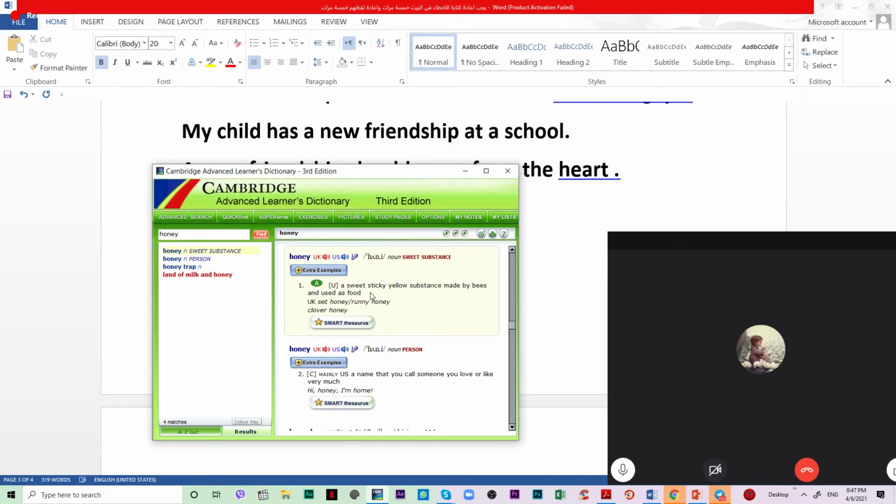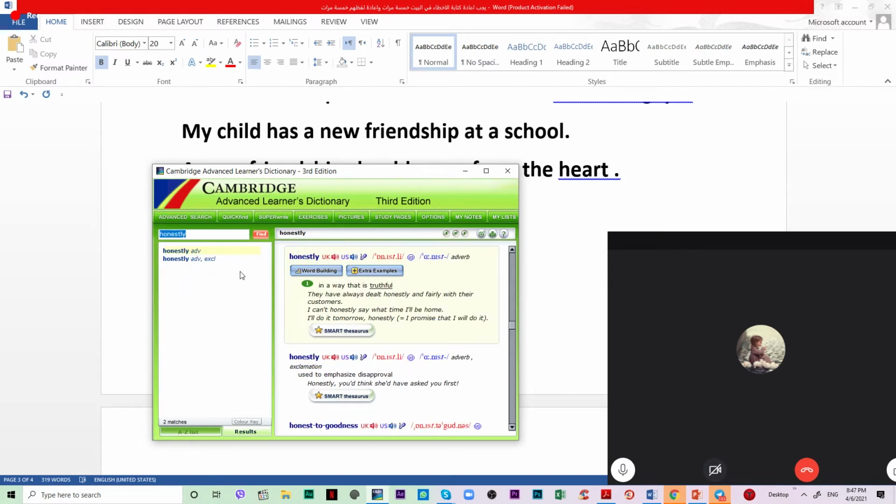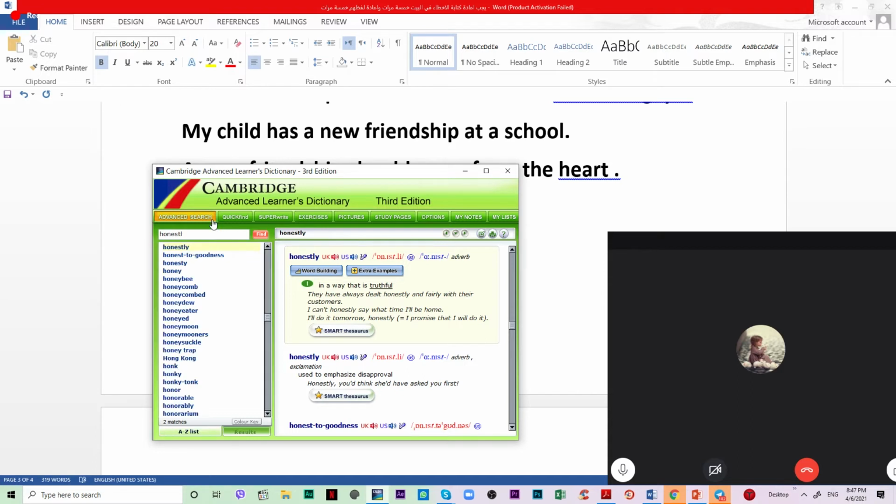That's a person who I can trust. Yes, honesty means a value that people use, to be honest. القيمة التي يستخدمها الناس، يكونون صادقين. Okay, honesty. Yes, who can give me an example about honesty?